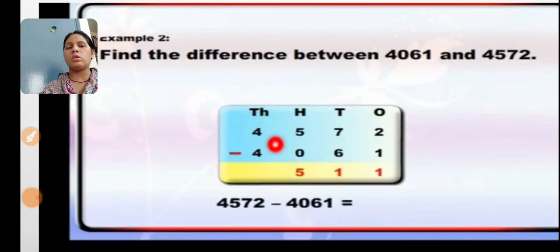Now let us recall this property. If a number is subtracted from the number itself, the answer will be 0. Because both these numbers are the same, that is why we will write down here 0. Thus children, 4572 minus 4061 is equal to 511, which is called the difference between two numbers. Thus the difference between these two numbers is 511.